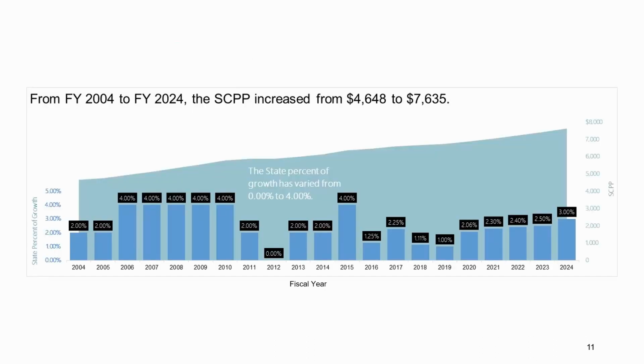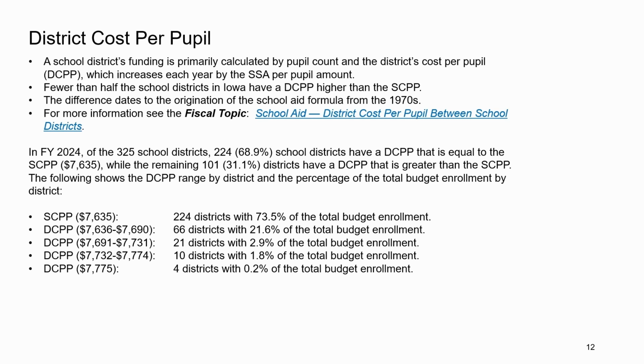Page 11 displays the history of the state percent of growth, and this has ranged from a low of 0% to 4%. Page 12, the district cost per pupil and the highest district cost per pupil is $140 above the state cost per pupil. A school district's funding is primarily calculated by pupil count and the district's cost per pupil, which increases each year by the SSA per pupil amount.